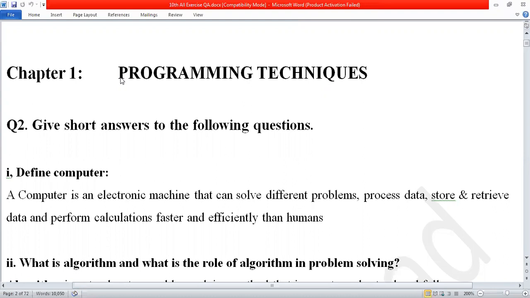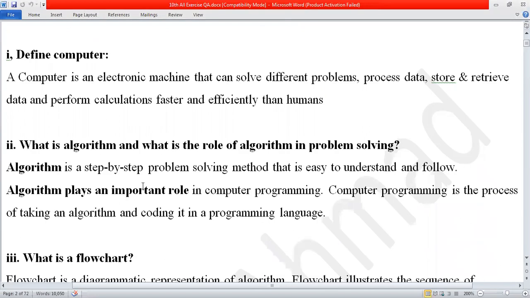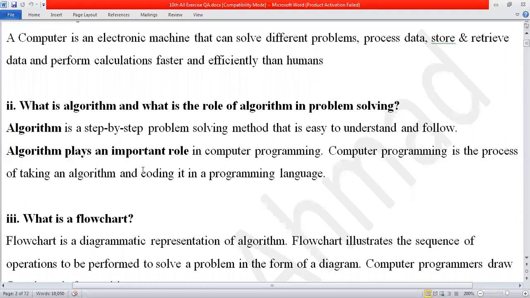In the previous lecture, we discussed the first 5 short questions, which were: define computer, or what is a computer. So we discussed the definition of a computer. The second question was very important: what is an algorithm and what is the role of an algorithm in problem solving? Yesterday we discussed this topic in great detail.